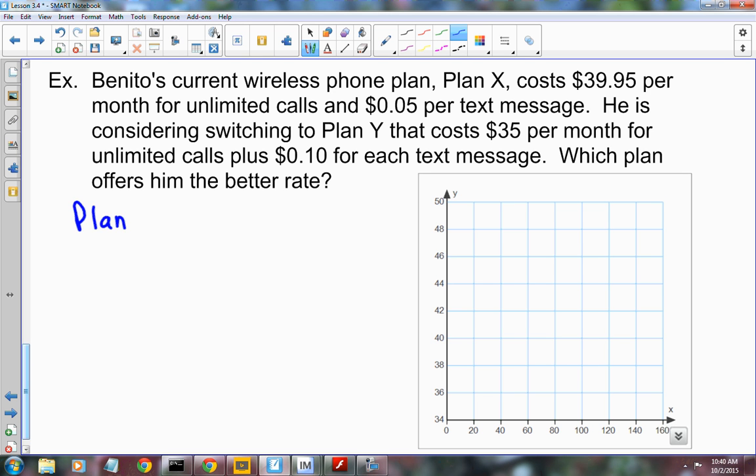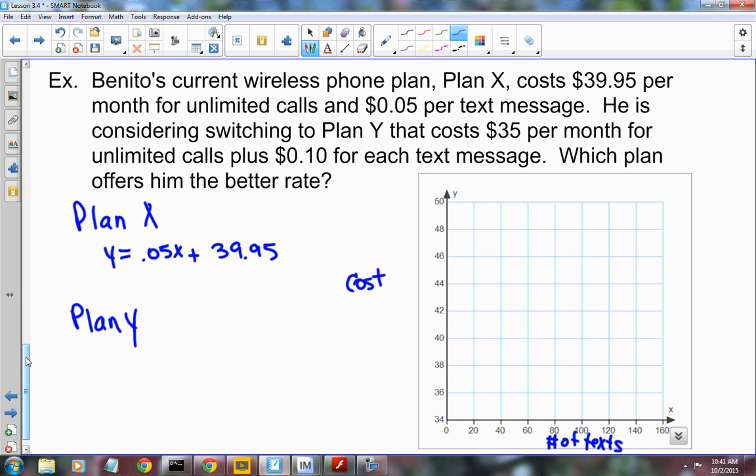So we've got plan X and we have plan Y. Okay, I want to graph both of these and I want to look at the equation of the line to determine which is the better plan. What would my equation for plan X be? y equals 39.95. Okay. That's my base rate, right? Plus 0.05x, right? Okay. So this is my cost. My y is my cost, and my x is the number of texts, right? So y equals 0.05x plus 39.95, right?